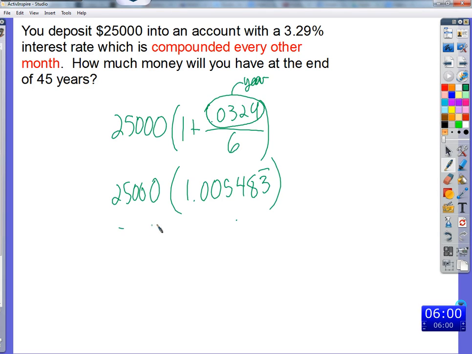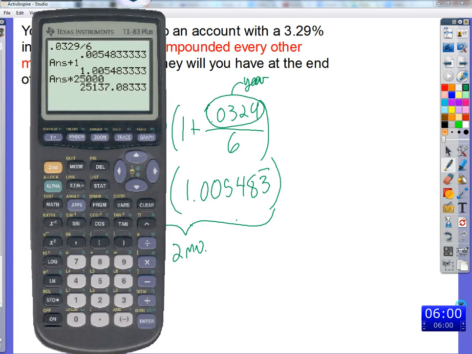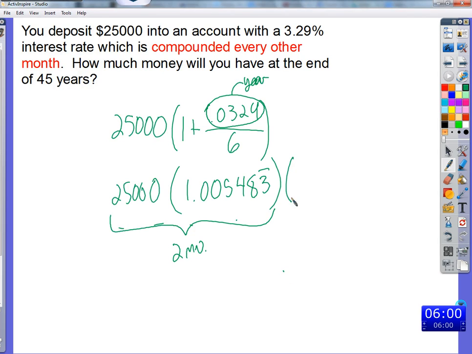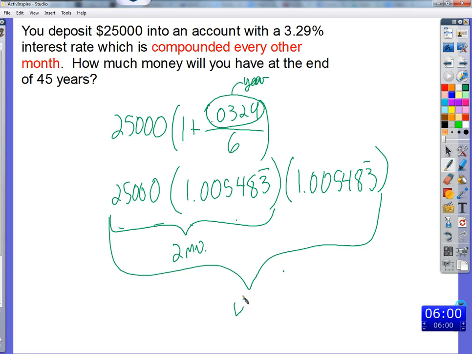So this would be after 2 months. When will it be compounded next? In another 2 months, so in a total of 4 months. So this is our 25,137.08. Multiply this by 1.005483 repeating. Then we're going to get that little bit more for the next 2 months. And if we want to go for 6 months, we'll multiply it again. For 8 months, multiply it again. For 10 months, and for 12 months.